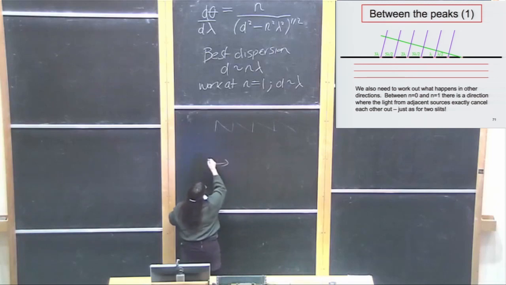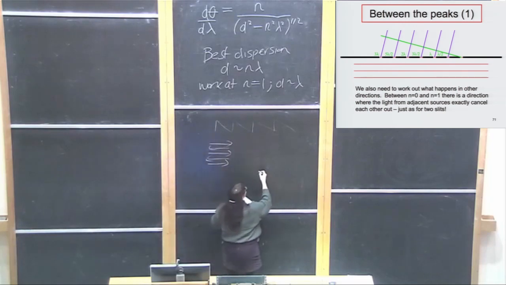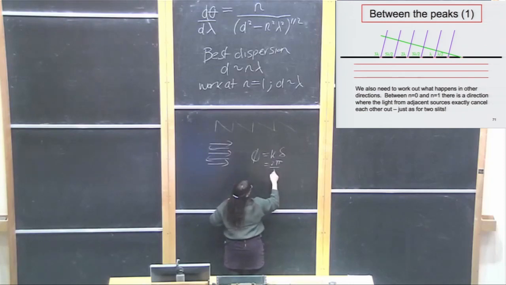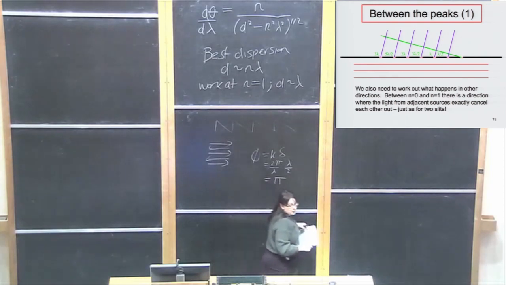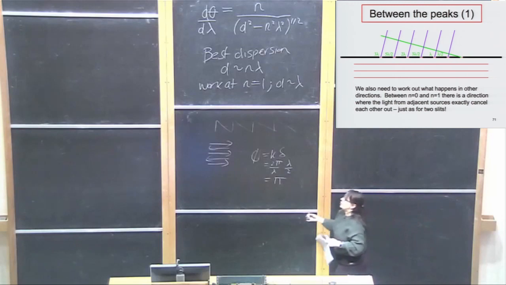It's the point where all the phasors are half a wavelength different, so equivalent to pi difference, so phi equals k delta, so that's 2 pi over lambda times lambda over 2, so they're all pi different, right? So that's representing it by phasors, so you can see that everything is just cancelling out.